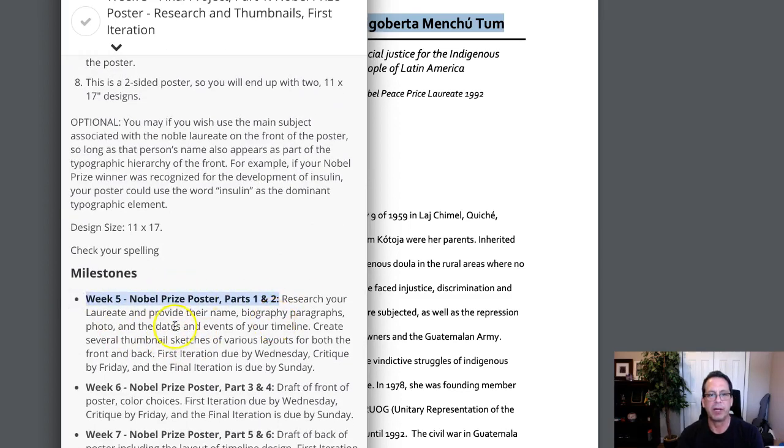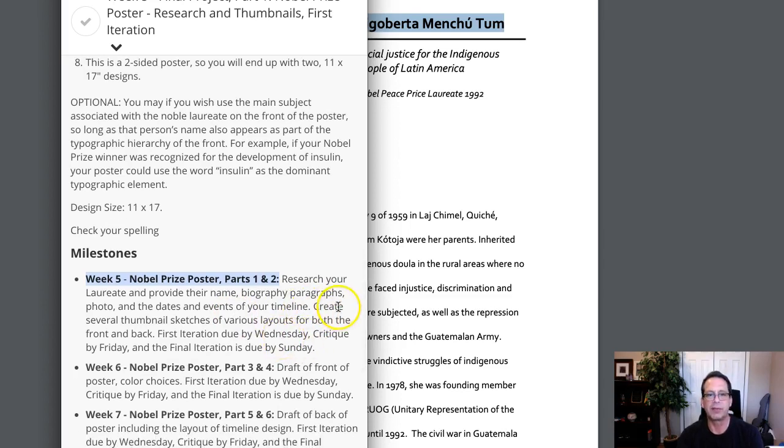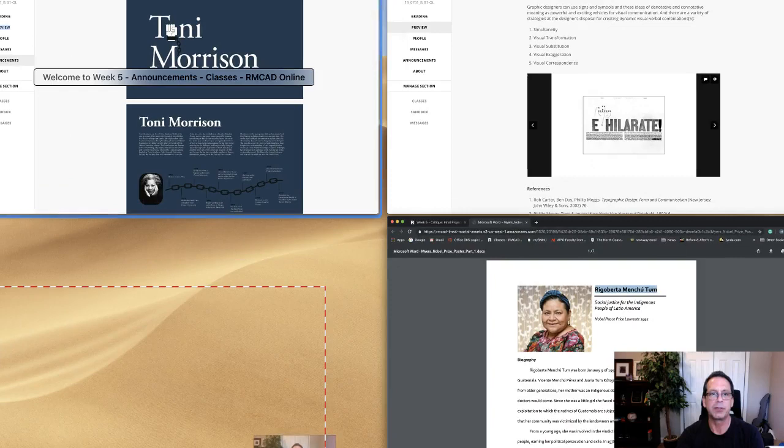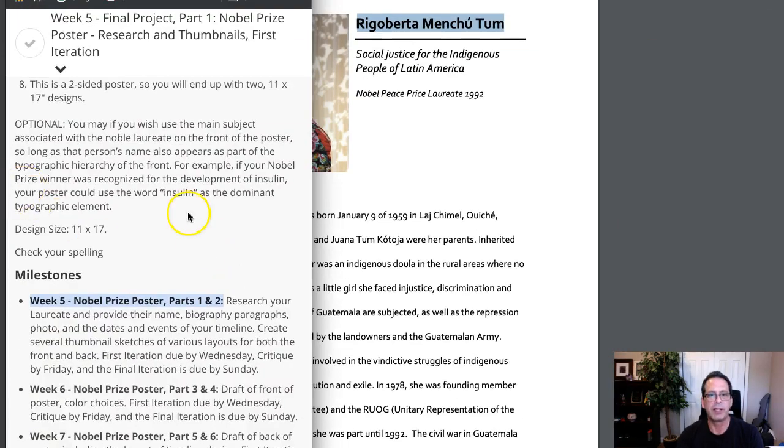So this week we have researcher laureate provide their name, which you have, biography paragraphs, which you have, photo, which you have, and dates and events of your timeline, which you have, and then it asks for several thumbnails, which you have. So that's great. Good job. You're set up for success here. You've included all of the requirements for this initial preliminary stage of the project.